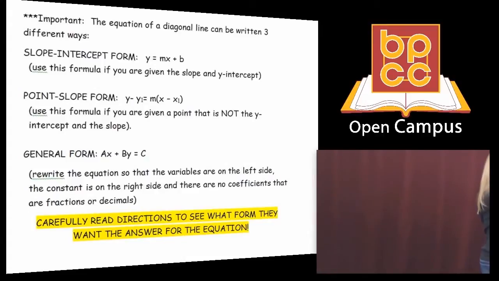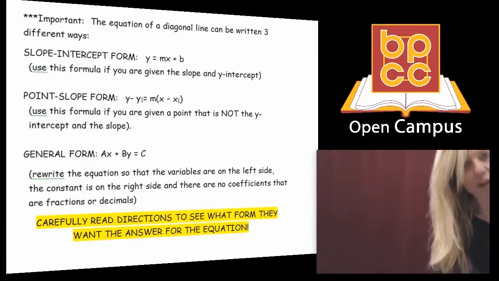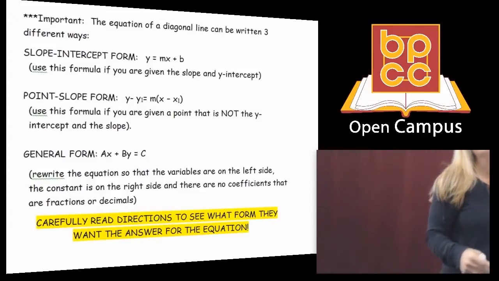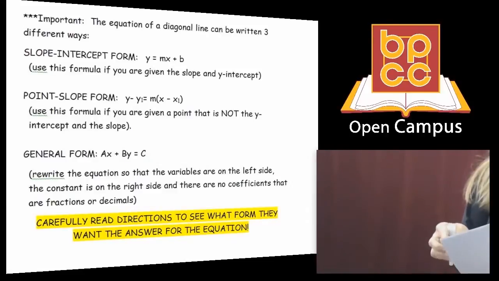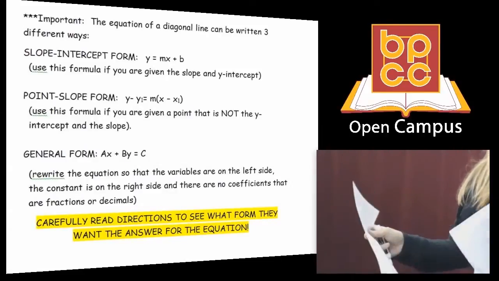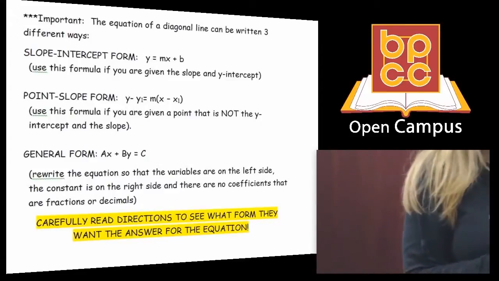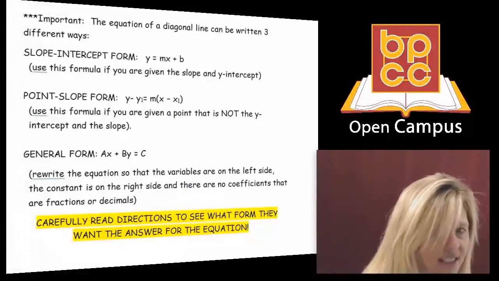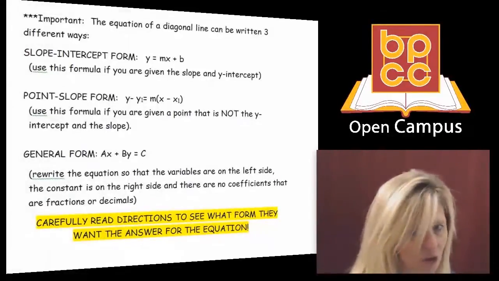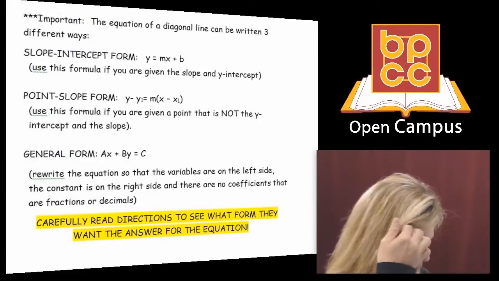Now, the third form is called standard. Standard is not a formula you're going to fill in. What standard means is after you fill in slope-intercept form or you fill in point-slope form, you will then rearrange the pieces, the terms. And in general form or standard form, we want the x and the y on the left and the constant on the right. And then the definition says there cannot be fractions or decimals in standard or general form. You have to have everything be whole numbers.